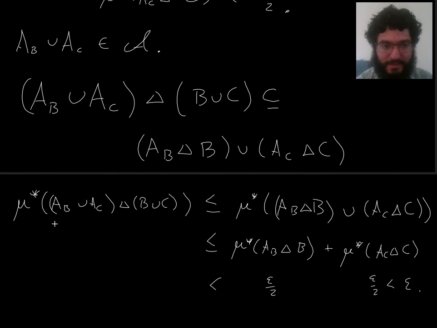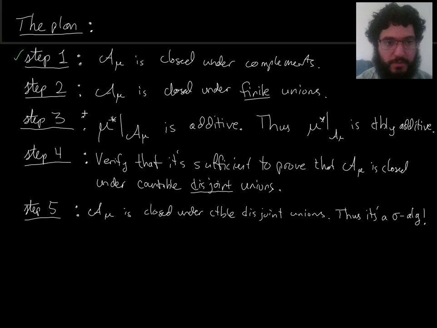And look at that. Here I've got B union C, symmetric difference, something that's in our algebra of sets A. It had to be an algebra of sets for this to work, right, for the union of two things to be in there. And we've got the outer measure of that being less than the arbitrary epsilon we fixed at the beginning. And so step 2 is done. So now we know that A mu is an algebra of sets on X.